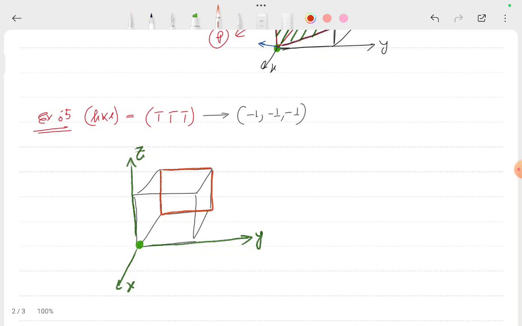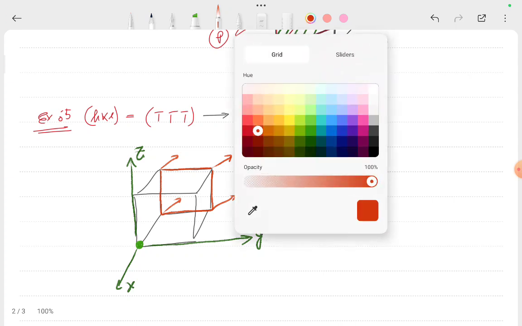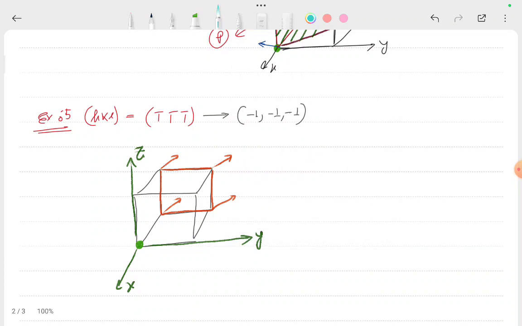Okay, and we mark an arrow at each corner of the negative x-axis. Next we mark the negative y-axis. This is your negative y-axis side, and in the negative y-axis we mark arrows. This is the point, this is the point, this is the point, and this is the point.